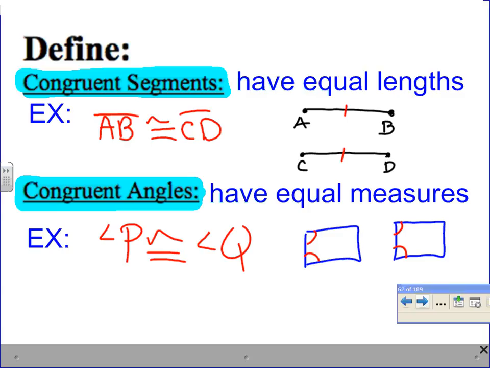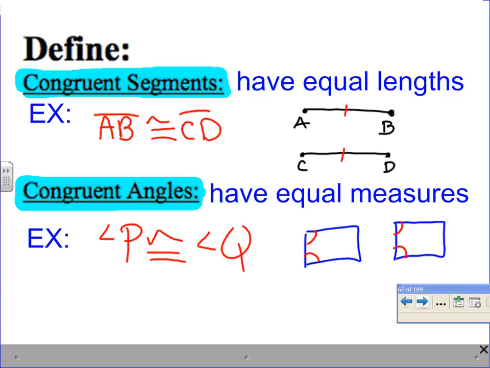Now, if you have two quadrilaterals, so I have a quadrilateral here and a quadrilateral here. If you're using a figure and you want to show that angles are congruent, you use this curvy line to say this angle is congruent to this angle. You use this curvy line to say this angle is congruent to this angle.